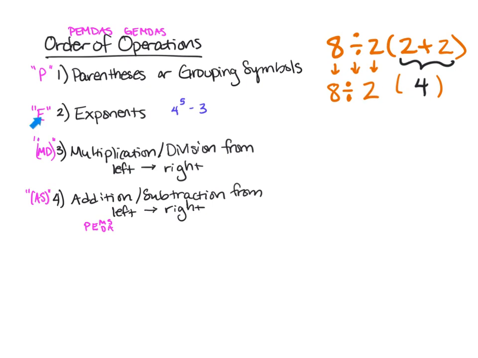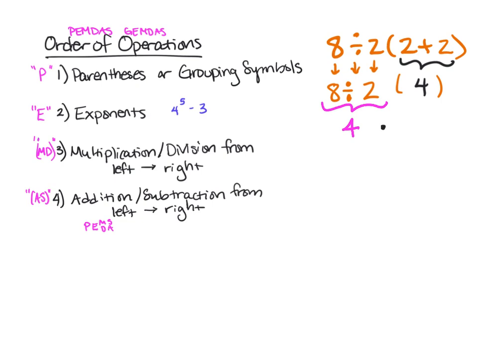Okay, so now we're going to look for exponents, and there are no exponents here, so we can skip that part. Then we need to look for multiplication and division, and we have both multiplication, which is happening right here, and division, which is happening right here. But I need to do this from left to right, so it's actually the division that will happen first. So I'm going to divide 8 divided by 2, and I'm going to get 4.